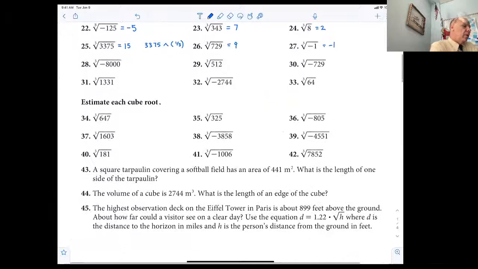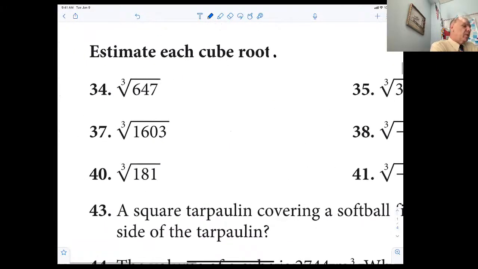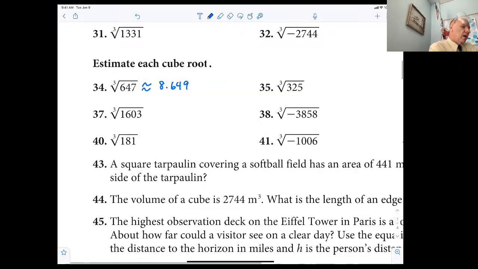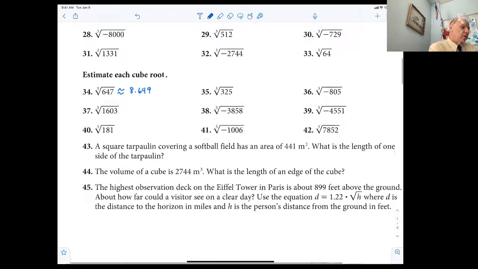Now we want to estimate to 3 decimal places. So somebody tell me the cube root of 647 to 3 decimal places. Come on, guys. 8.649. Who was that? Thank you. It feels good. Some of you guys, speak up. The worst you can be is wrong. And everyone in here has been wrong thousands of times. So now I feel like that's good.